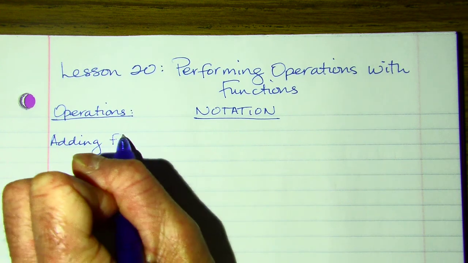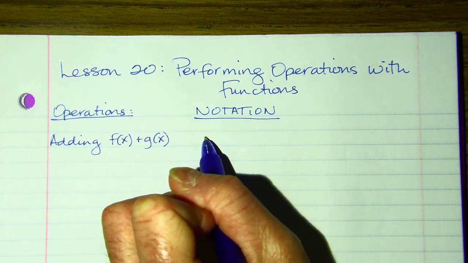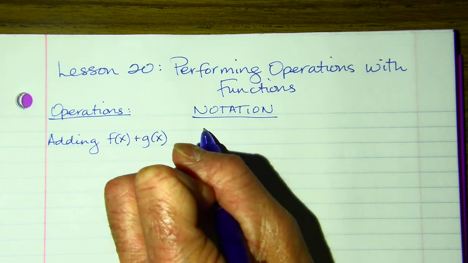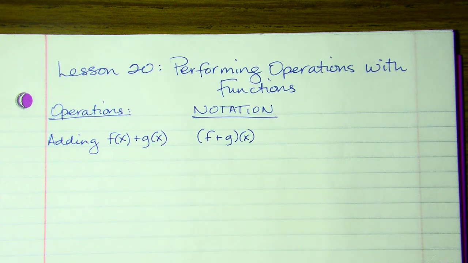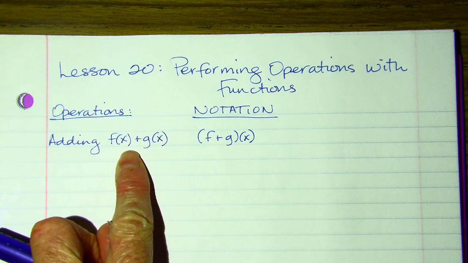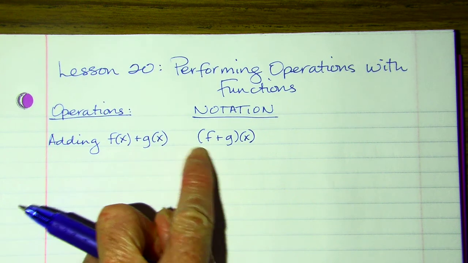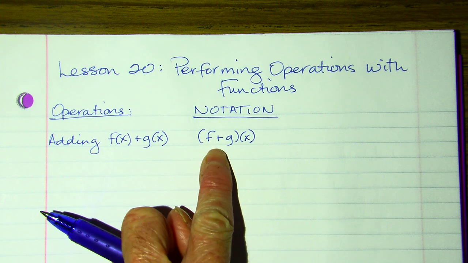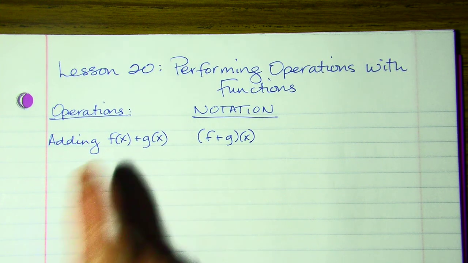So if I'm adding f of x plus g of x, the other way to notate it would be f plus g of x, or simply f of x plus g of x, okay? So this is one way to write it, but most often it is written this way. It just is a shorter way. It's like a shortcut of writing this, okay?